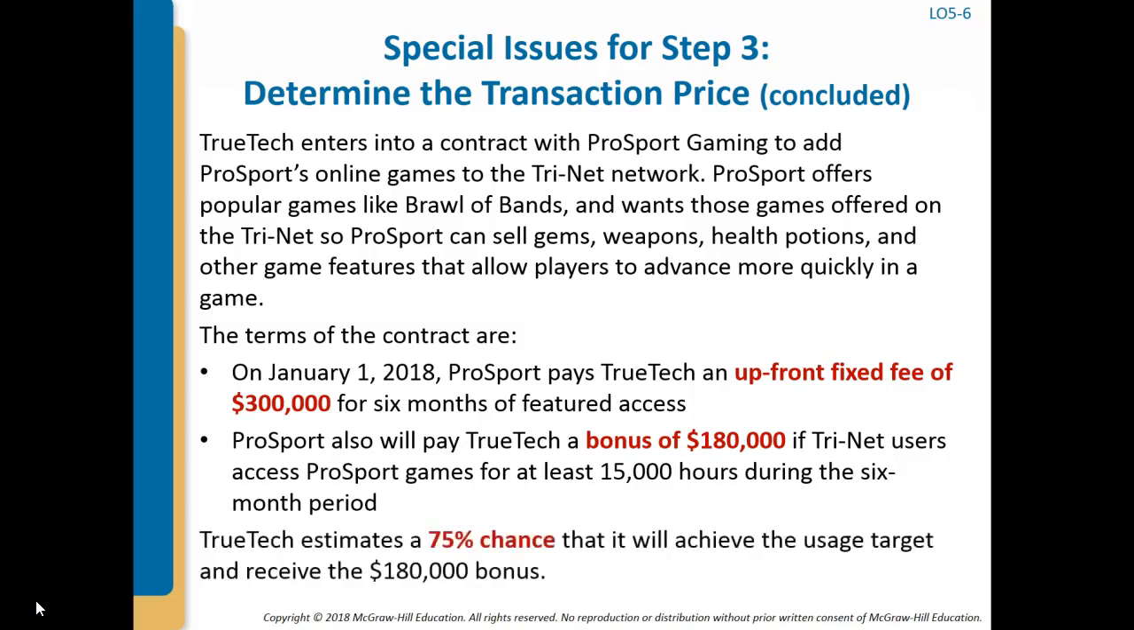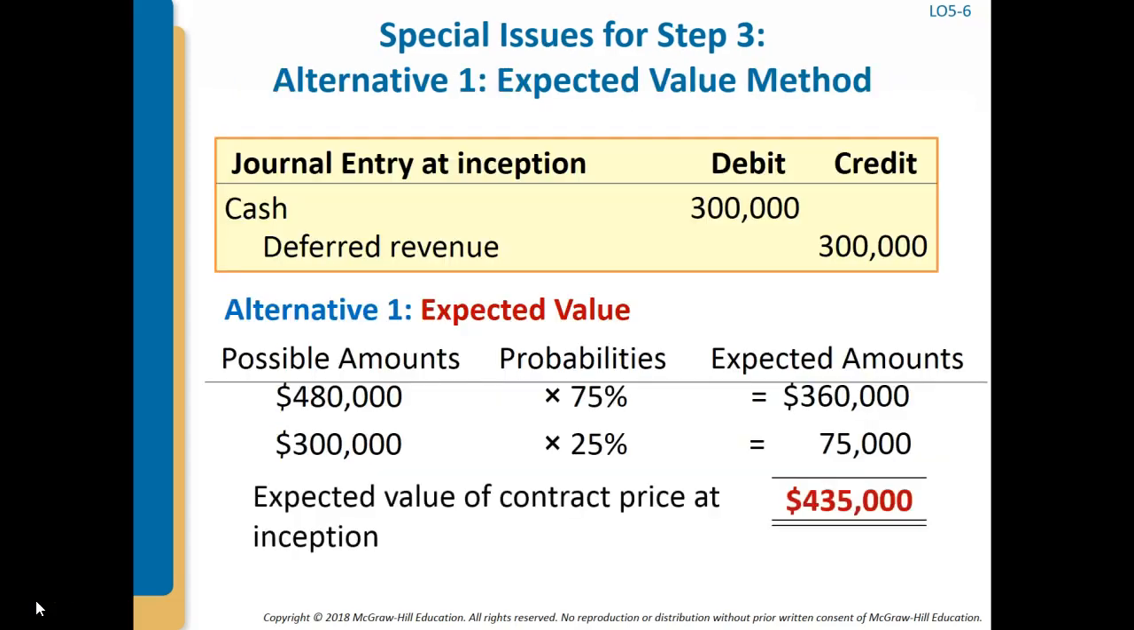So on January 1st of 2018, Pro Sport pays TrueTech an upfront fixed fee of $300,000 for 6 months of featured access. Pro Sport also will pay TrueTech a bonus of $180,000 if TriNet users access Pro Sport games for at least 15,000 hours during the 6-month period. TrueTech estimates a 75% chance that it will achieve the usage target and receive the $180,000 bonus.